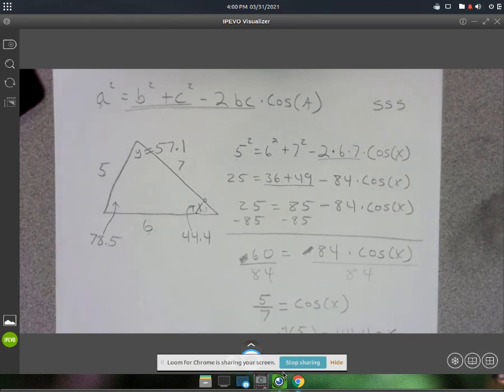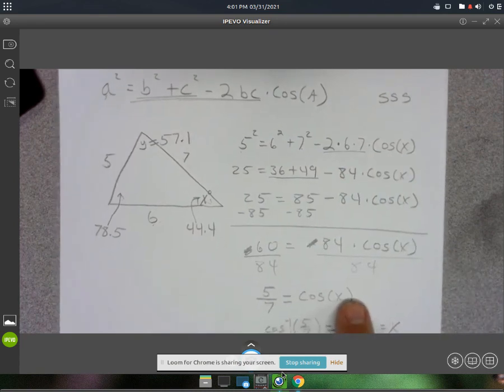I'll do another example here where, instead of having to solve the equation like we did here, sometimes they give you a special formula to solve for the angle.